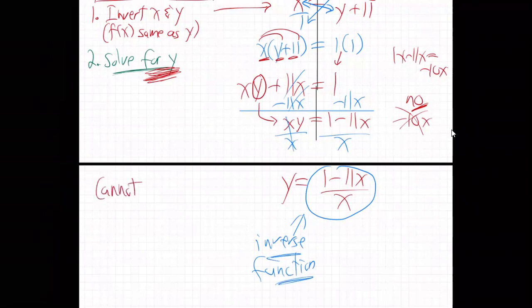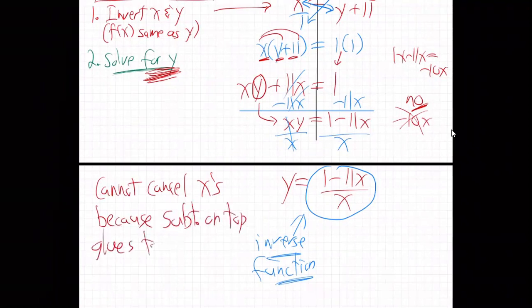You cannot cancel the x's because subtraction on the top glues together. A math teacher, can you tell? I can't spell. Together, I can't think and spell. There we go. Because subtraction on the top glues together the whole numerator.